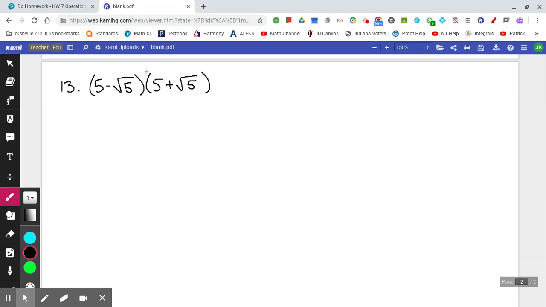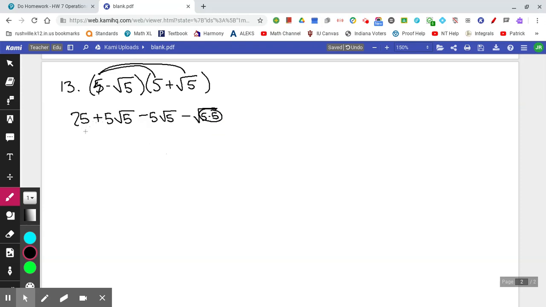Okay, so when I do this, I'm going to take 5 times 5. So that's going to give me 25. And then I'm going to take 5 times square root of 5, which is going to give me positive. A positive times a positive is a positive. And then 5 square root of 5 can't multiply, so I just put them together. And then I have negative square root of 5 times 5. So that's going to be negative 5 square root of 5. And then negative square root of 5 times positive square root of 5. Negative times positive is negative. And then square root of 5 times square root of 5 is the square root of 25, or square root of 5 times 5, however you prefer to think of it.